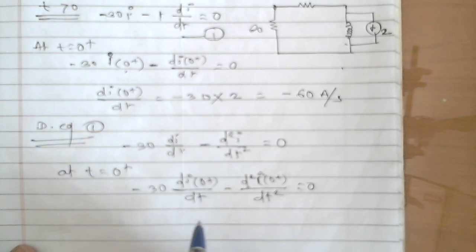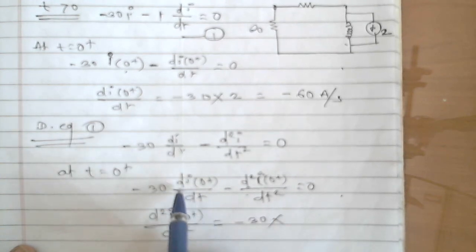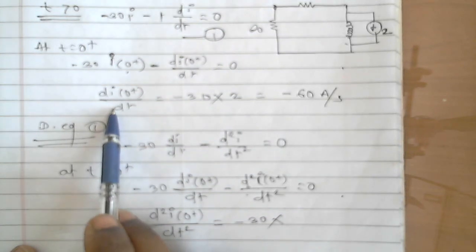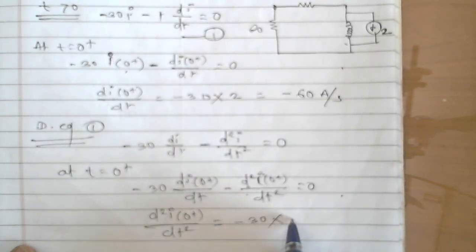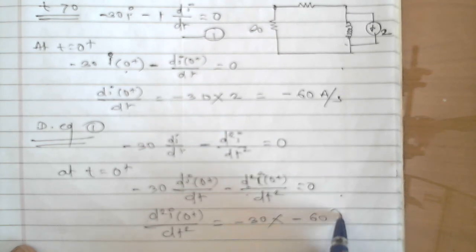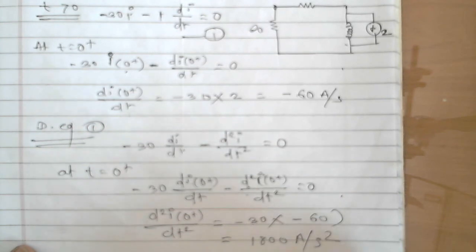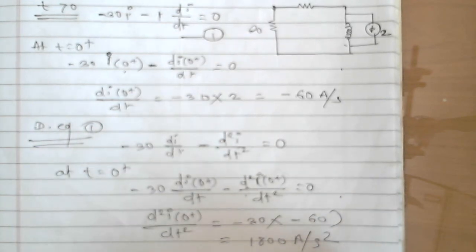Okay, so if I rearrange this equation, taking this to the right hand side, d²i at 0 plus by dt² equals minus 30 into di at 0 plus by dt. What is its value? See here, di/dt at 0 plus is minus 60. So minus 30 into minus 60 becomes 1800 ampere per second square. Are you getting? So this is how we can solve the example with previous values.